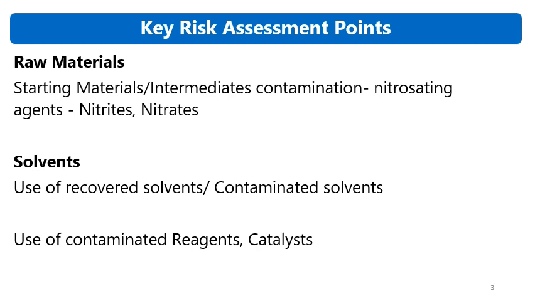After raw materials, there is the use of solvents in the API manufacturing. So, use of recovered solvents or contaminated solvents may add risk for nitrosamine impurities. Also, use of contaminated reagents and catalysts may have an impact on risk. Recovered solvents are those solvents which are used in the manufacturing of some APIs, and these are recovered, and then again used for processing. So there are high chances of contamination of these recovered solvents.